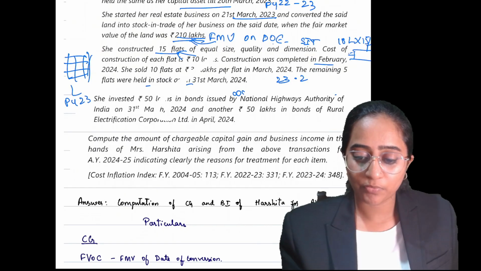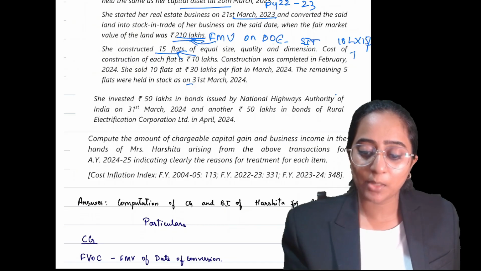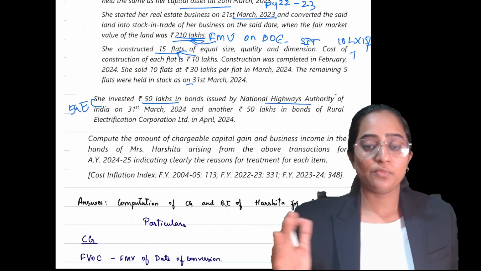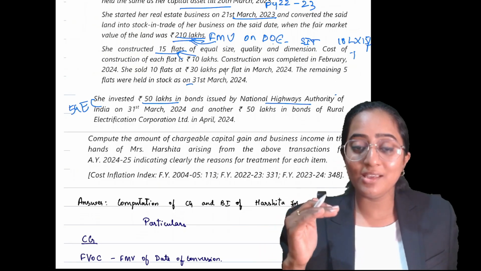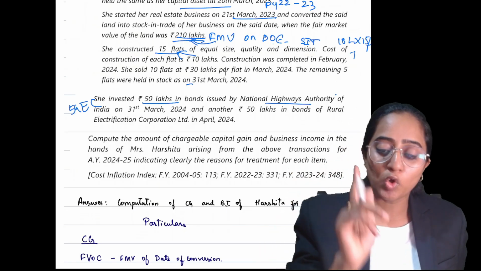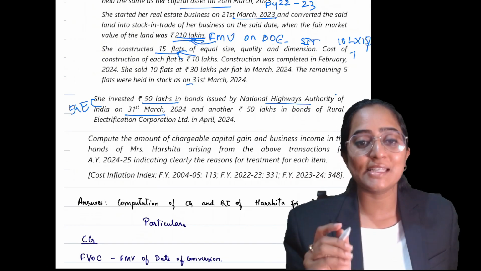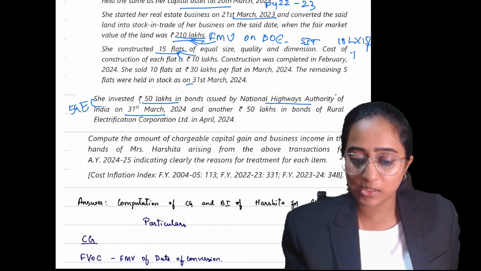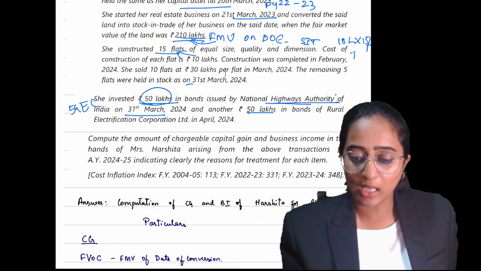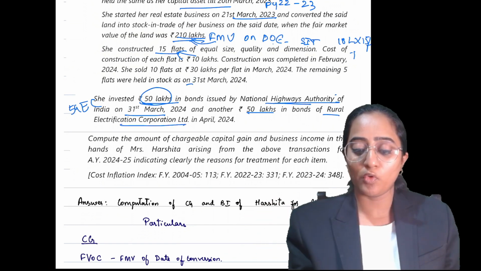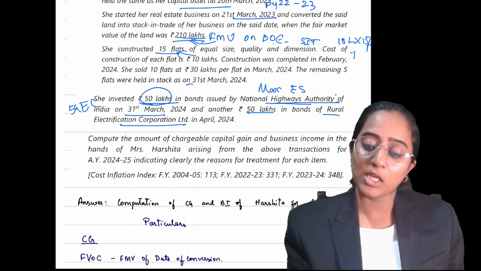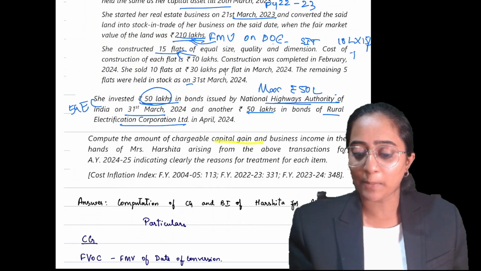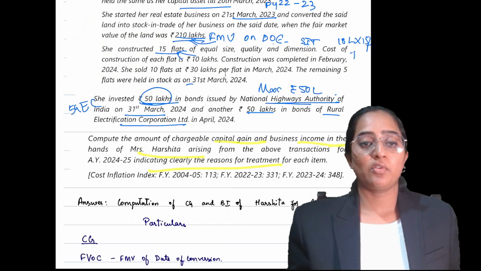Clear? Now, she invested 50 lakh in bonds of the National Highway, which comes under section 54EC. All of us remember section 54EC, wherein you get a maximum deduction up to rupees 50 lakh if you have invested within 6 months from the date of transfer of your capital asset. She has invested 50 lakh in NHAI bonds and 50 lakh in RECL bonds. Combined under section 54EC, you can take a maximum of rupees 50 lakh only, people, not more than that. Clear? Compute the income chargeable under capital gain and business income of Mrs. Harshitha, considering the above transaction.